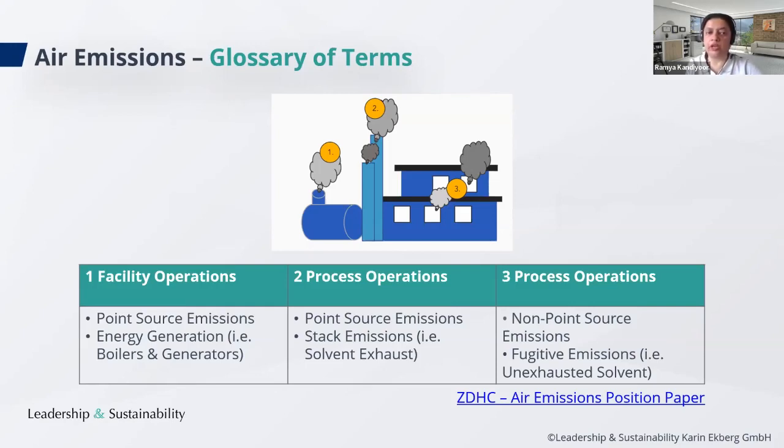So we might not, of course, be able to share all of the information that is in this document, but we have indicated the type of facility operations which happen, the kind of pollutants which are generated with the facility operations, and how you consider them as a pollutant. And then in your process operations, again, you have both your point source emissions as well as your non-point source emissions. So you have your stack emissions, your solvent exhausts, etc. And in your process operations, you also have your non-point source emissions, which are your fugitive emissions or your unexhausted emissions. And that is the example that has been taken up here, to give you an example of how these emissions are coming out of the facility.